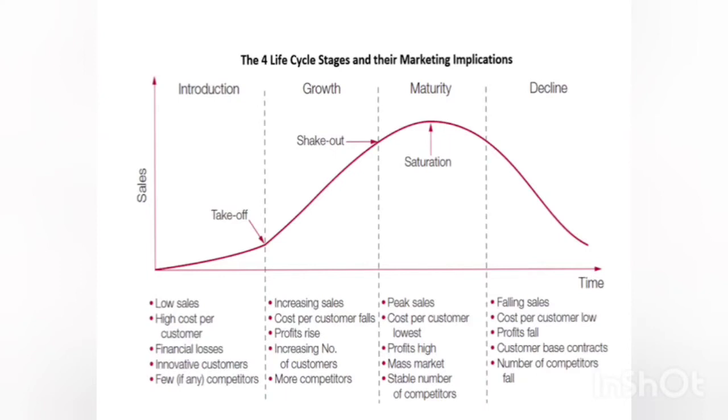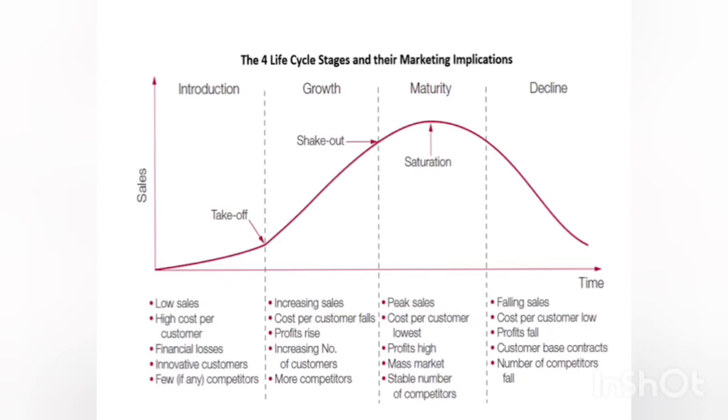The third stage is the maturity stage. In the maturity stage, the sales of the product are at a peak. The cost per customer is lowest. The profits are very high and the product has reached mass markets and it has a high customer base and a stable number of competitors.